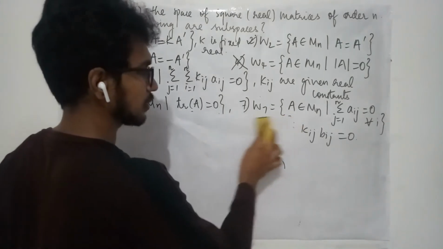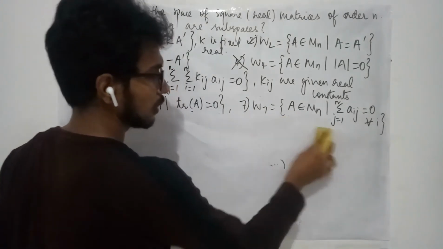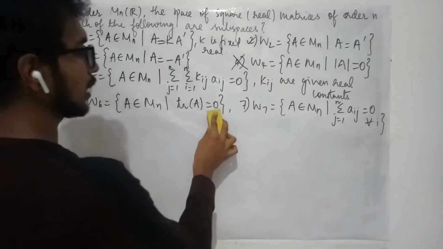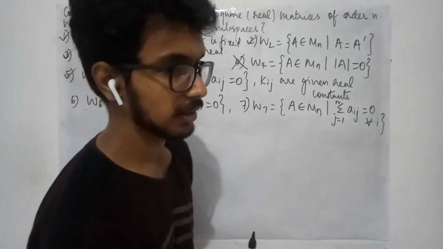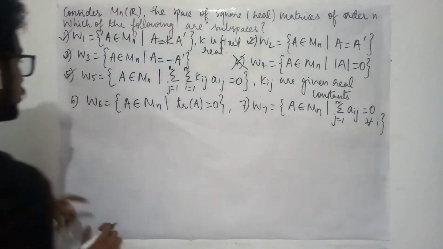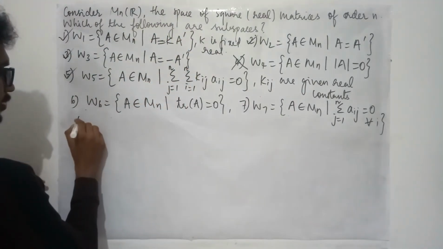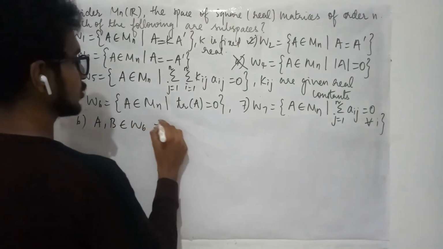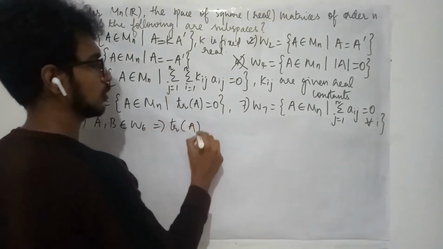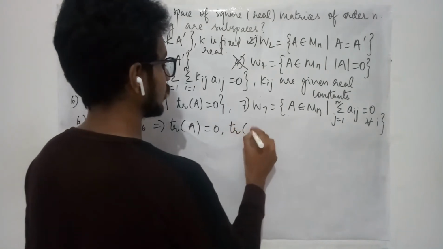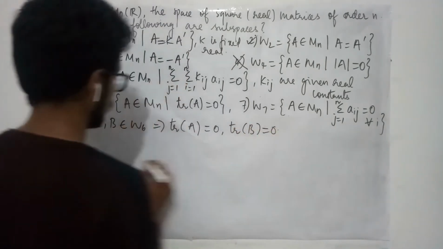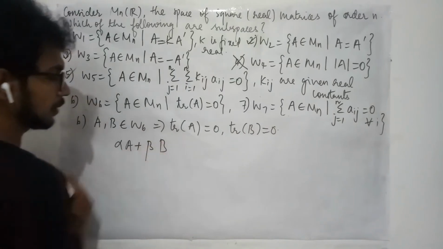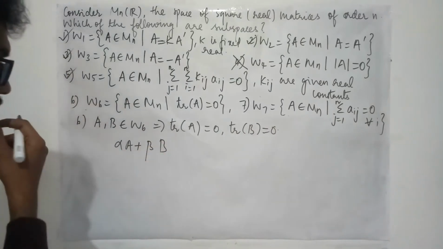Next, it is given that the trace is 0. Trace is the addition of the diagonal elements in a square matrix, right? So sixth, let me take two matrices in W6, which means trace of A is 0 and trace of B is 0. Let me consider alpha A plus beta B.